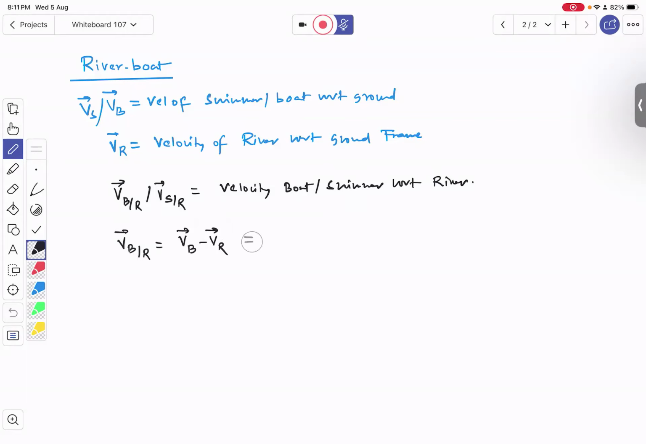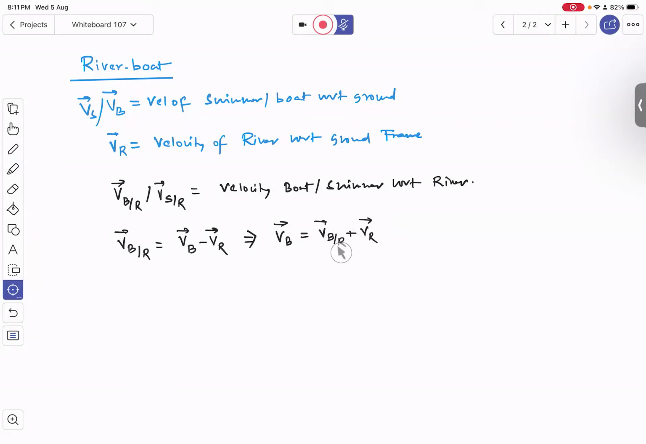Most of the time, every time, the end goal will be to find the velocity the boat has with respect to the ground frame. So you see, VBR is equal to VB minus VR. So VB will be equal to VBR plus VR, no? If the velocity of the boat with respect to the river and the velocity of the river are given, then we can figure out the velocity the boat has with respect to the ground frame.